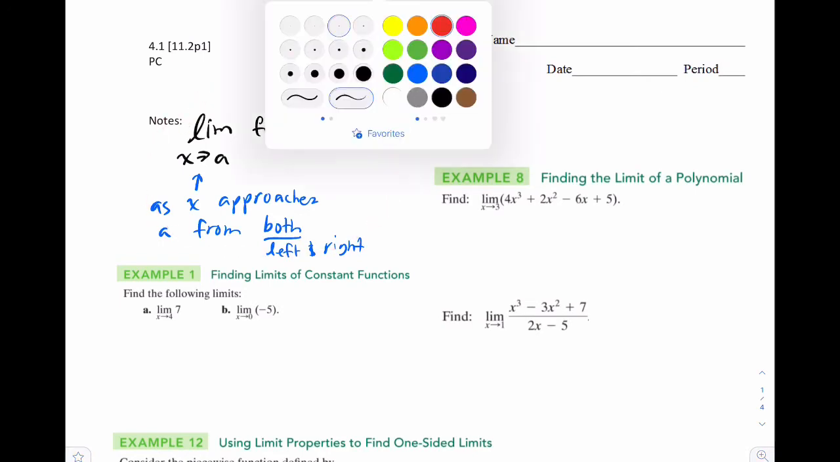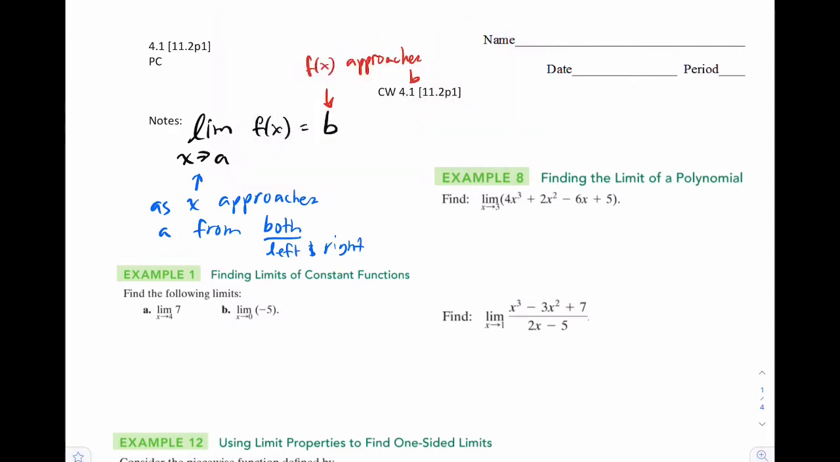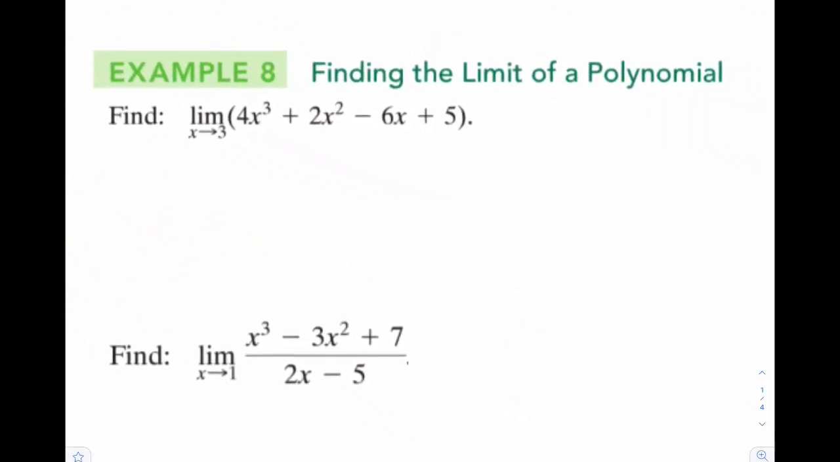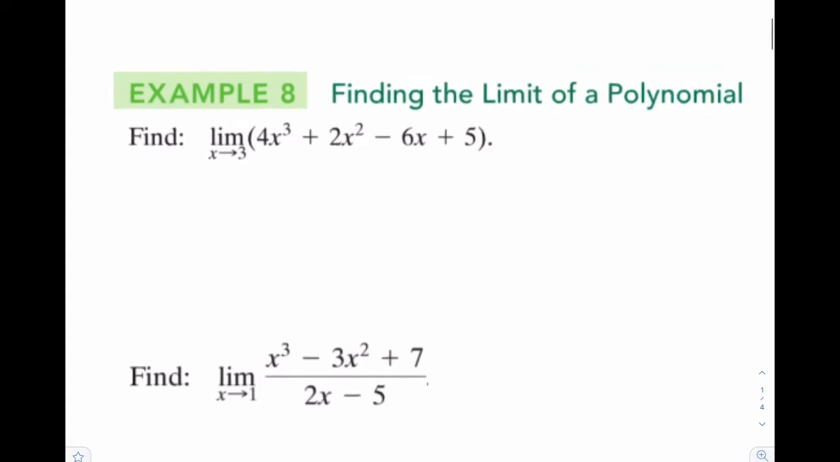So let's do a couple examples here. Example 8, find the limit of this function. Obviously to graph this would take a bit of time. So your first option is going to be simply plug in the value. So put a big star here. You plug in the value when you can, and that's going to be the most obvious thing to do. So as x approaches 3, let's just plug in 3 right there.